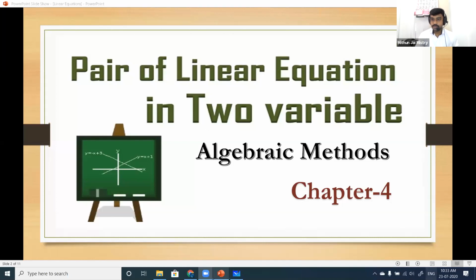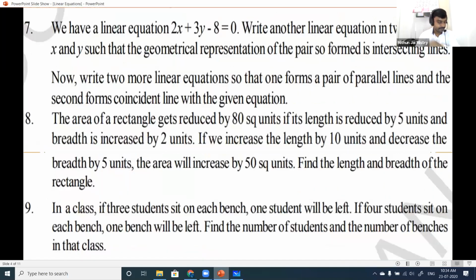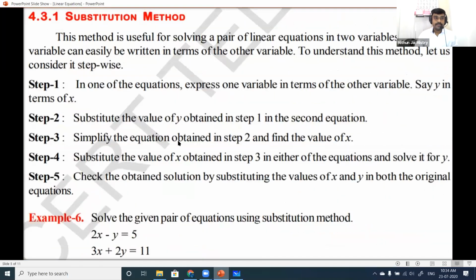So we have two methods for the algebraic way. One is the substitution method and the other one is the elimination method. First, let me show you the slide. Here the substitution method is there. I think you people are very familiar with the word substitution, right? What is the meaning of substitution?